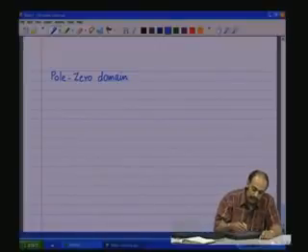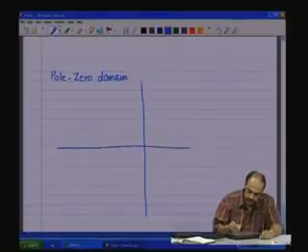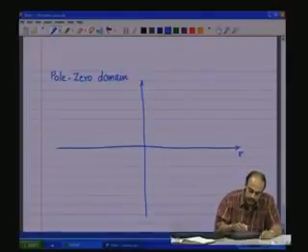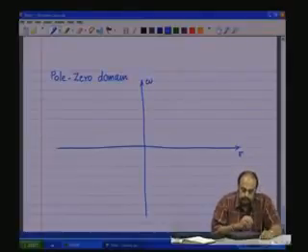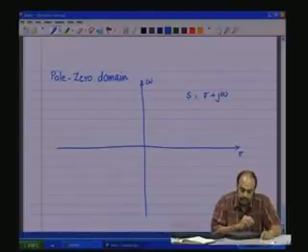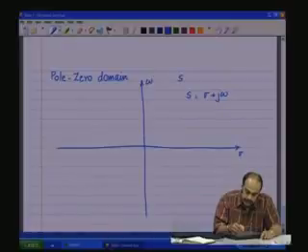So, the pole zero domain is a Cartesian coordinate system where the x axis is named sigma and the y axis is omega, and any point in this coordinate system S is sigma plus j omega, and this is called the S plane.